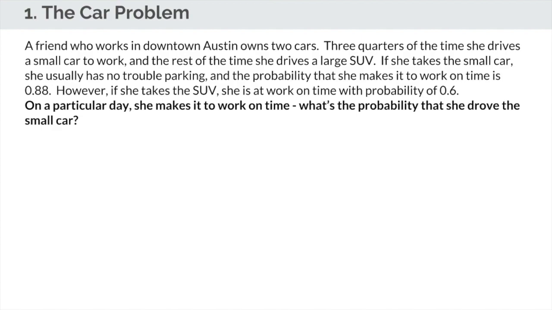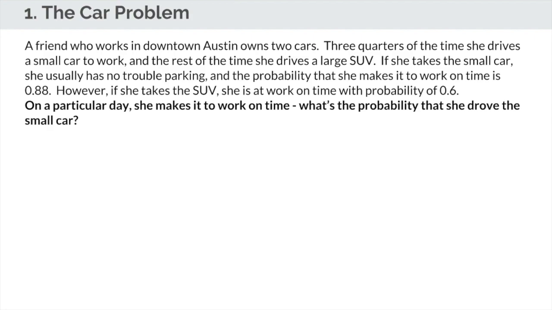So a tree diagram is something we can draw to help us organize probabilities in this type of problem where we have 2 events, in this case, what car she drives and whether she's on time. And one event, the on time or not, depends very specifically on the first event, what car she drives. So this is when a tree diagram is really useful, when one event very clearly depends on the first event or another event.